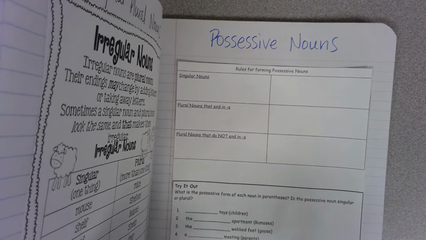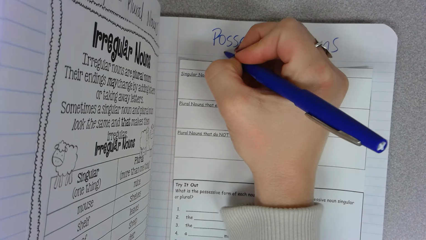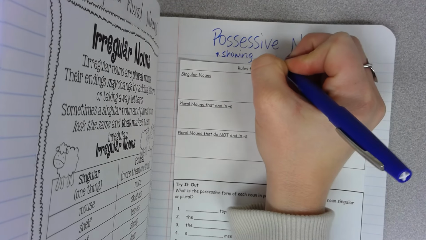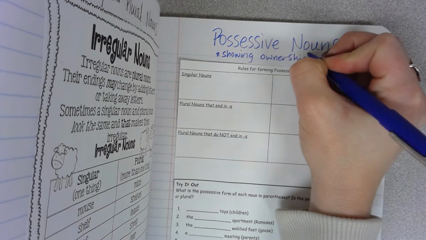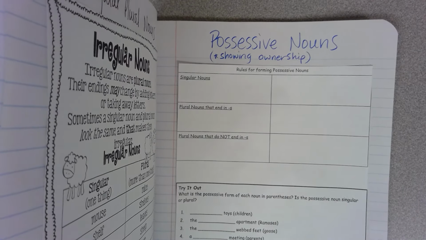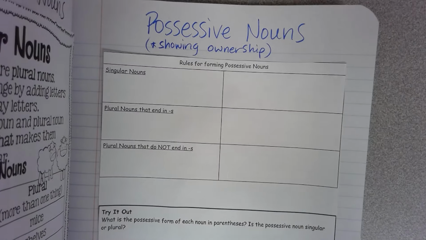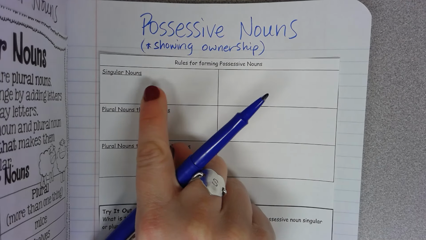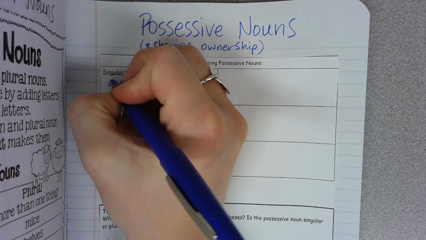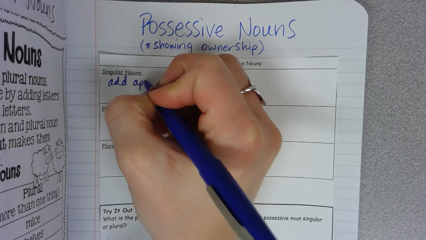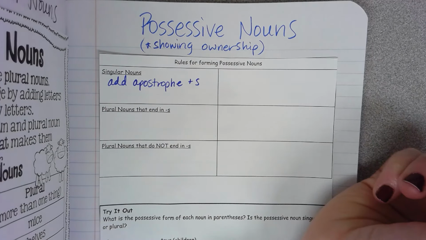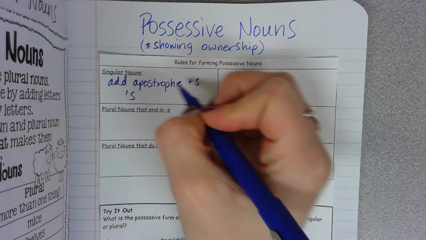Okay, so possessive nouns. Nouns that are possessive are showing ownership of some sort. So I'm going to write showing ownership underneath possessive nouns. So showing ownership. Okay, so if you have a singular noun, meaning there's only one of them, that is showing ownership, you are going to add an apostrophe and an S. Apostrophe plus an S, so it looks like this, at the end of the word.